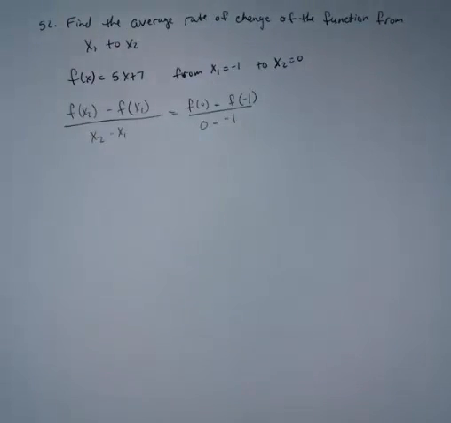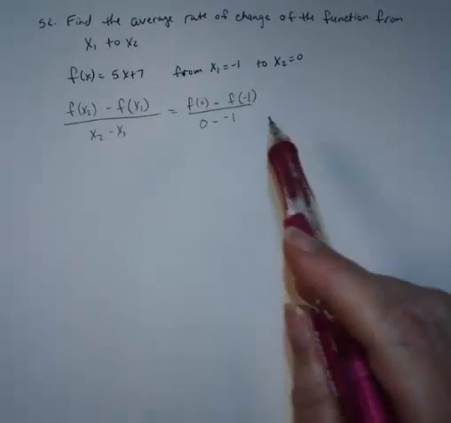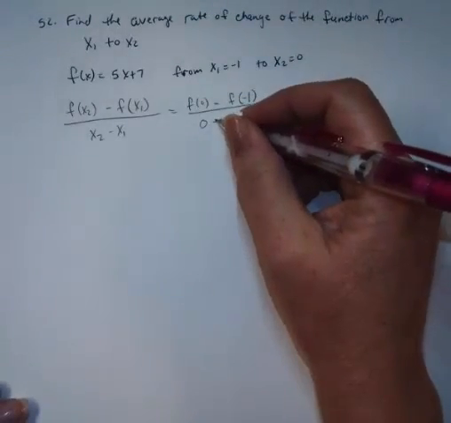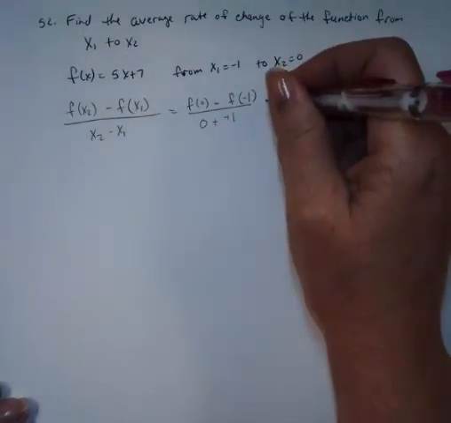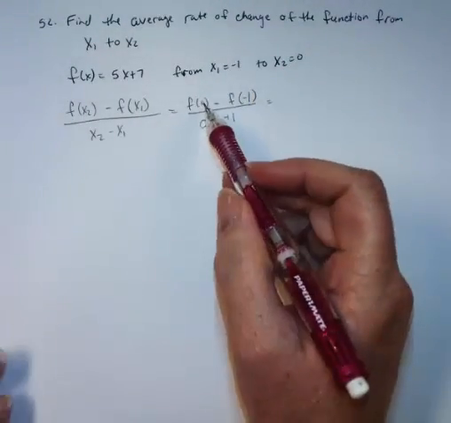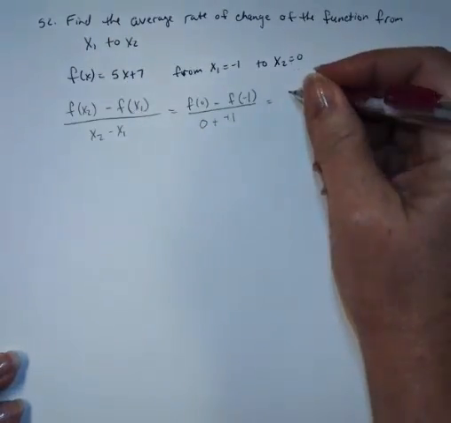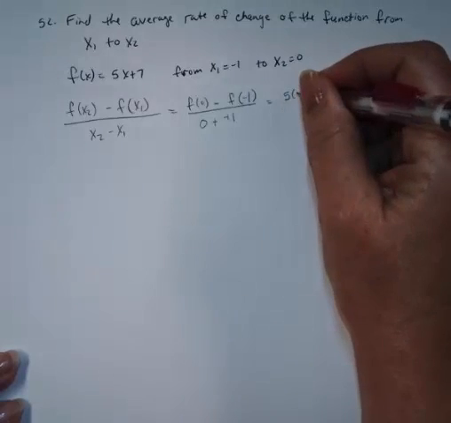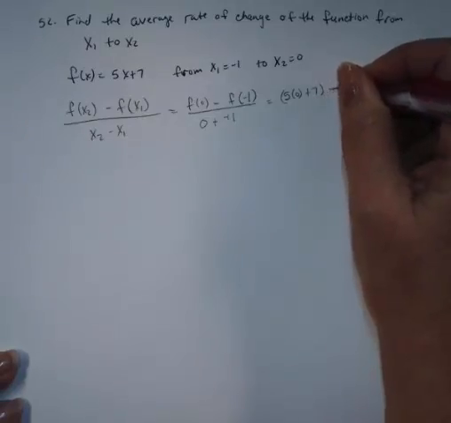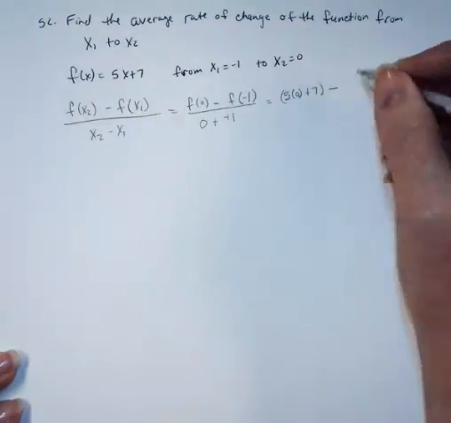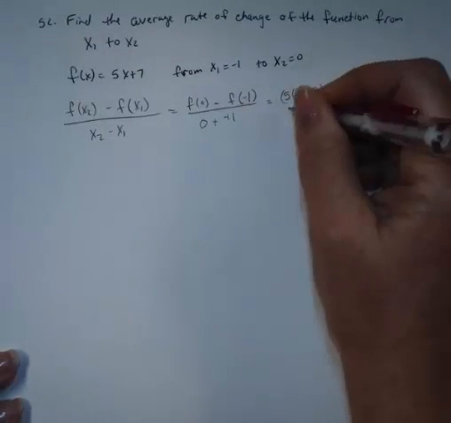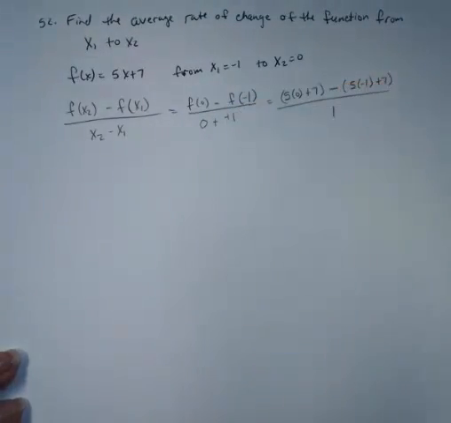Make sure that you include all negative signs, the one in the formula and the one included on the negative 1. So remember, our negative will get us a positive. So we're going to go ahead and plug in our f at 0. So if we plug in 0 to here, we are going to get 5 times 0 plus 7. And this we are going to subtract f at negative 1, so we're going to plug in the negative 1. So 5 times negative 1 plus 7 all over 0 plus 1 will equal 1.